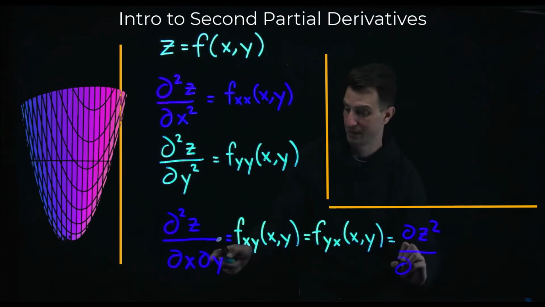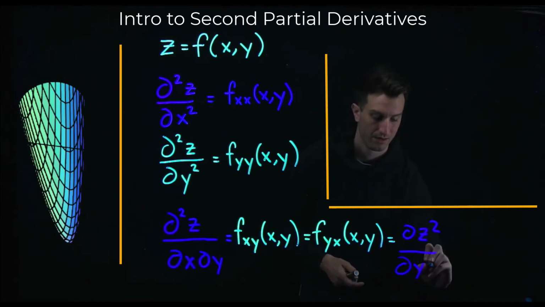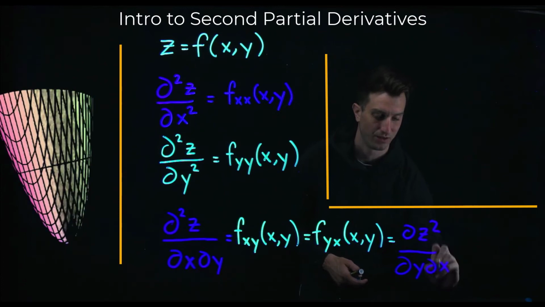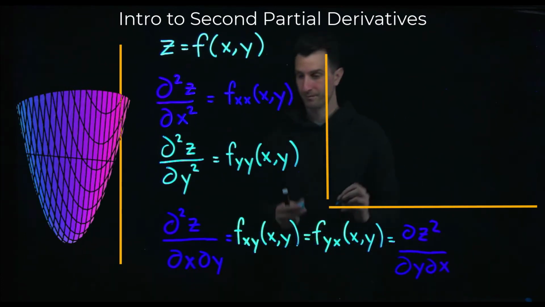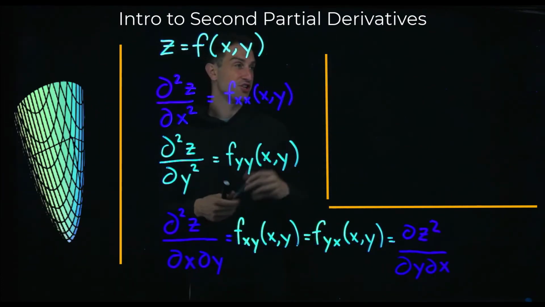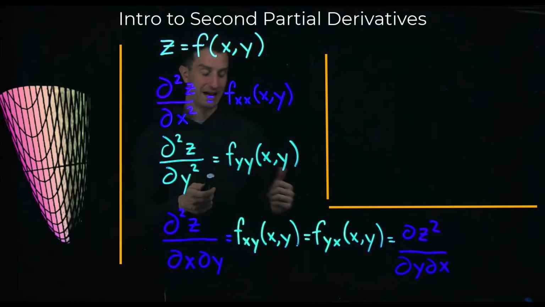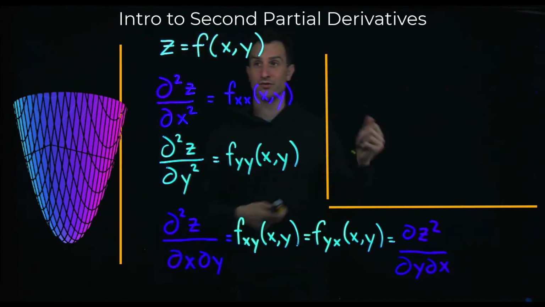First partial with respect to y now, and second one with respect to x. And we're going to test this out just to make sure. Right, so this is all of our notation. Again, the interpretation here is the concavity. So let's go ahead and do an example.